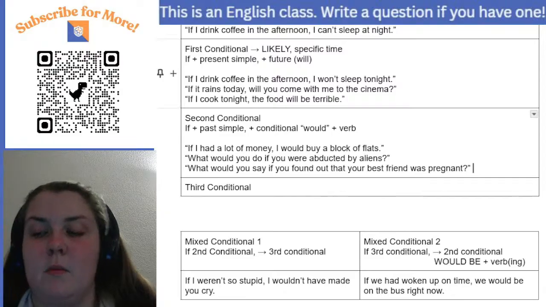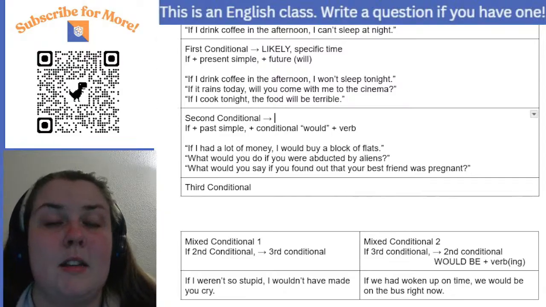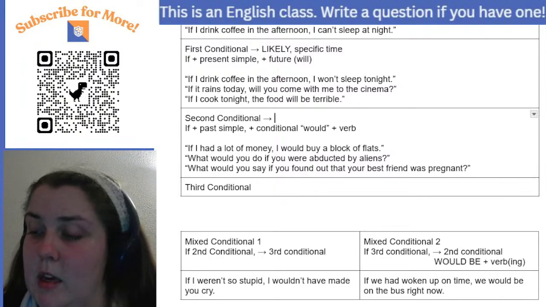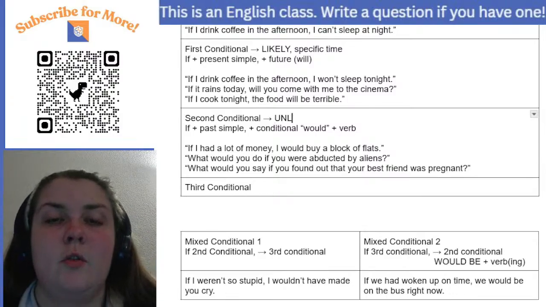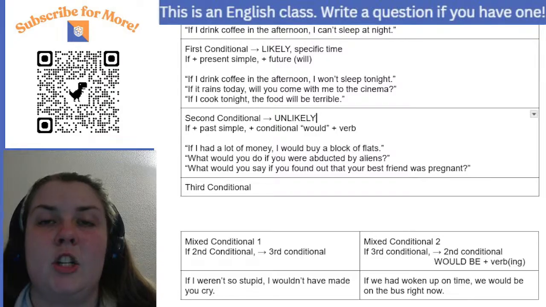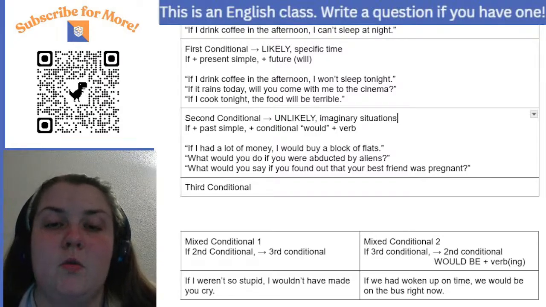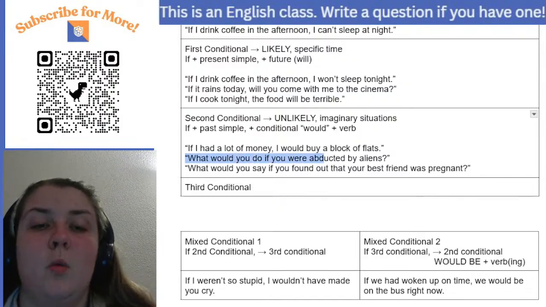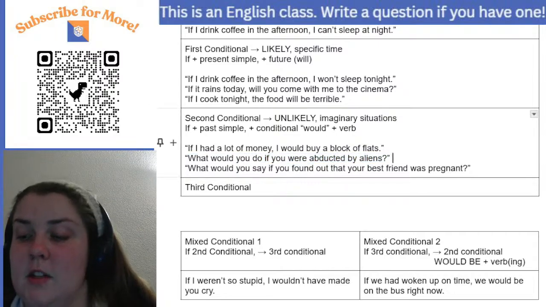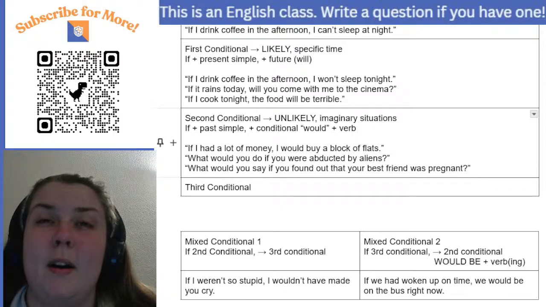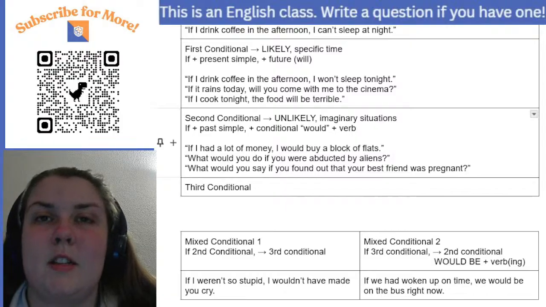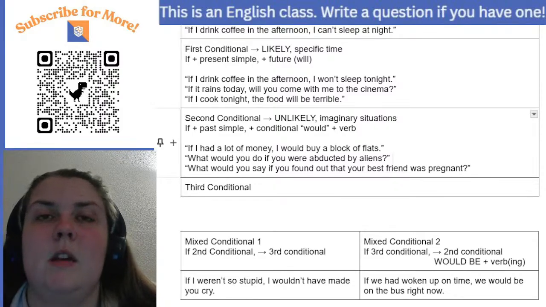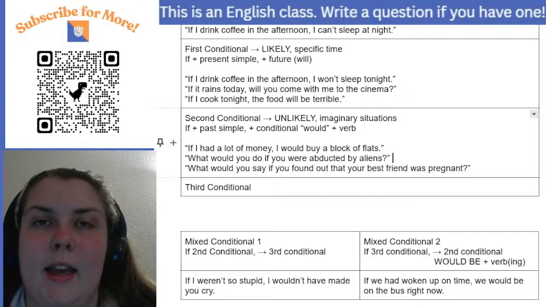But I think that something that a lot of my students say that makes things a little bit confusing is what it means to be a second conditional. So, for me personally, I would say that the second conditional is used for imaginary situations, really crazy situations. They are unlikely. For example, what would you do if you were abducted by aliens? This is incredibly unlikely, right? But at the same time, just because it's a crazy situation, I should say, doesn't mean that it's completely and utterly impossible.